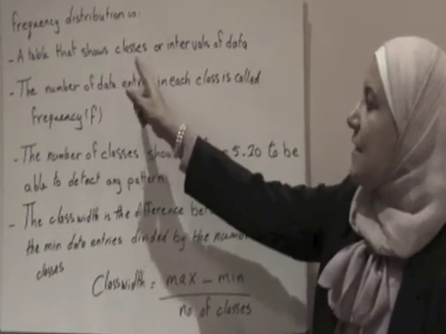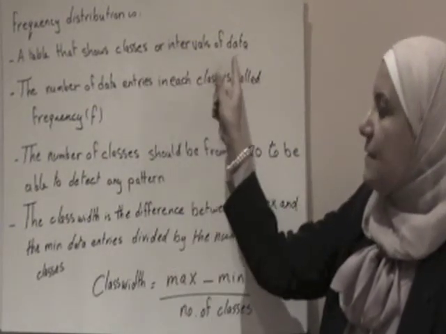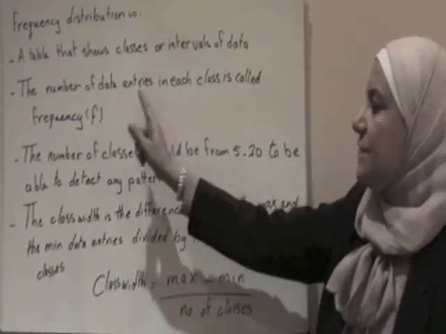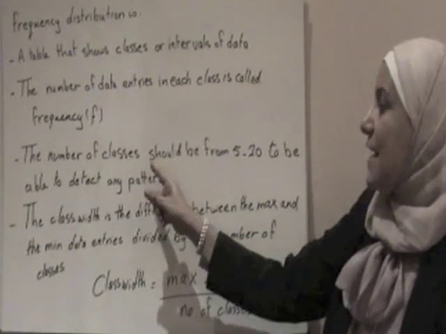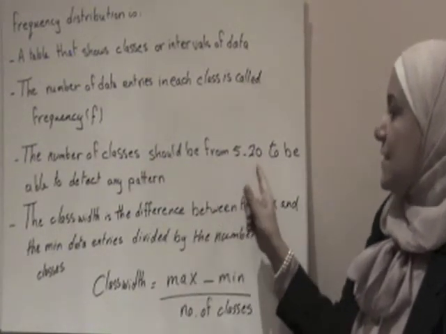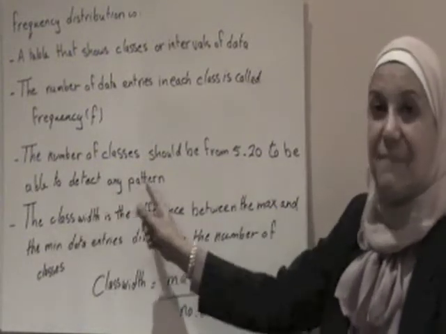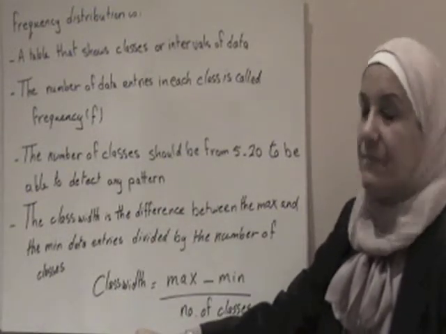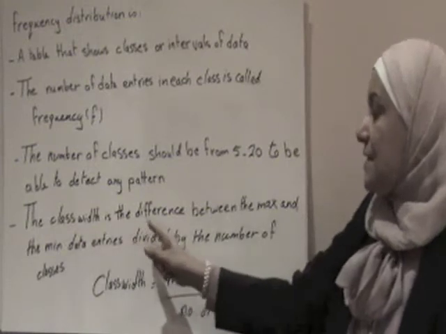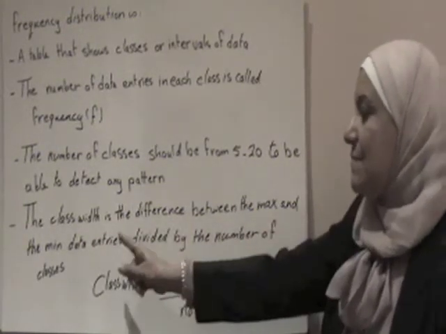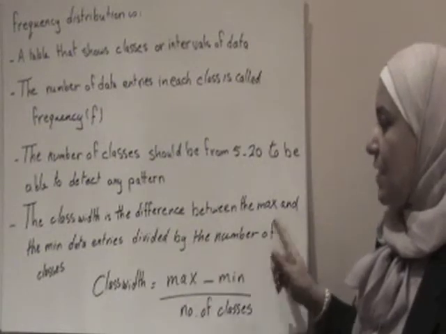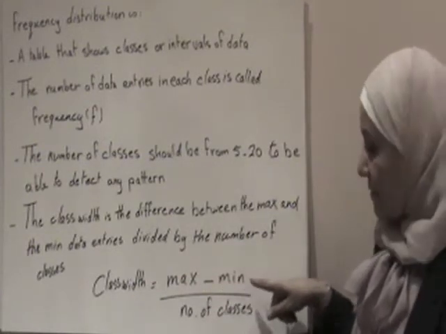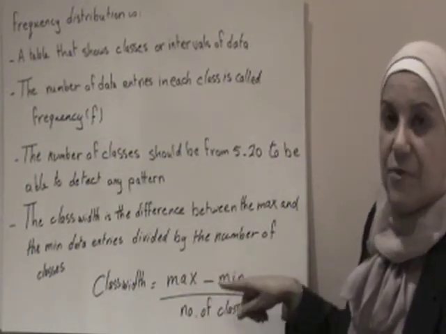The table shows classes or intervals of data, and we should have the number of data entries in each class, which is called the frequency. The number of classes should be from 5 to 20 to be able to detect any pattern. If it is more than that or less than that, we won't be able to see the pattern. The class width is the difference between the maximum and the minimum entries divided by the number of classes.